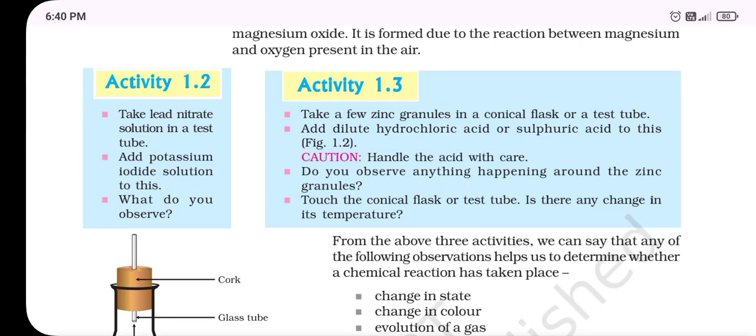Lead iodide is a bright yellow precipitate. What's the color of the lead nitrate? Lead nitrate is colorless, that means white in color. And potassium iodide, it forms potassium nitrate plus lead iodide. Lead iodide is a bright yellow precipitate. Okay, so that's it.